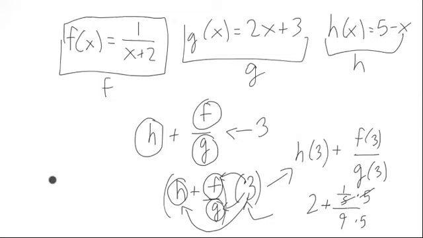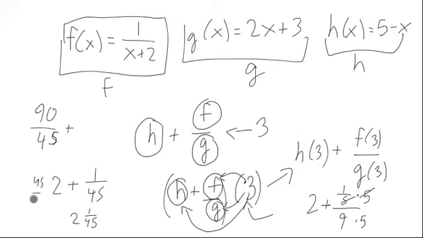So this would look like 2 plus 1 over 45, which is another fancy way of saying the mixed number, 2 and 1 over 45. If we want to, we can make it an improper fraction: simply rewrite this 2 as 90 over 45, because 90 divided by 45 is 2, or you could think of it as 45 over 45 times 2 over 1, plus that, and you end up getting 91 over 45.